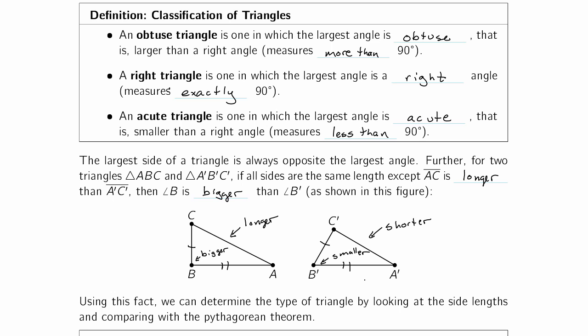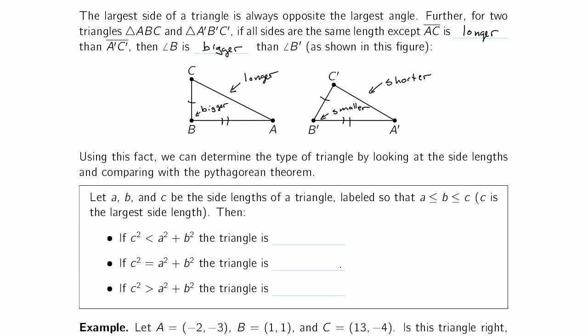Okay, so shorter sides mean smaller angles, and then we can combine that with the Pythagorean theorem. So let's say we have the three sides of a triangle, and we're going to list them so that C is the biggest one. In a right triangle, the hypotenuse is always the biggest side. So if C squared, the longest side length squared, is equal to the sum of the squares of the other two, then we have a right triangle.